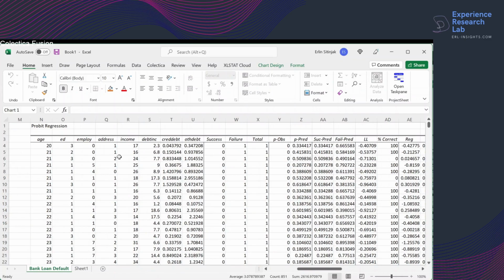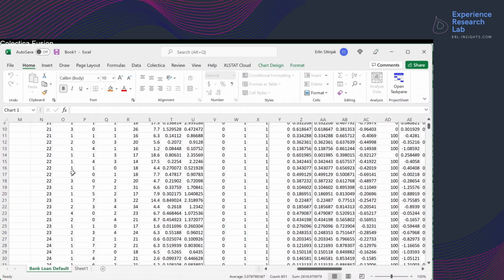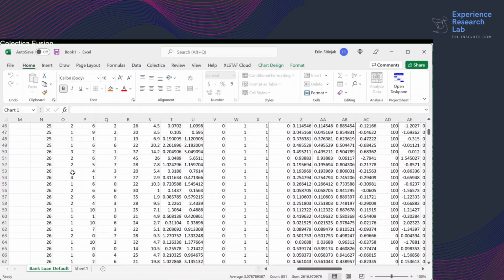So this is how the output of binary logistic regression in Microsoft Excel looks. The first table is probit regression, but I'll come back to this table later because I want to start reading from the table below.